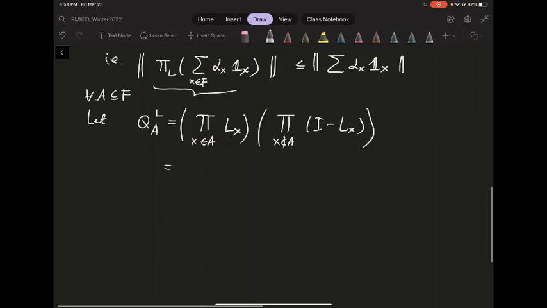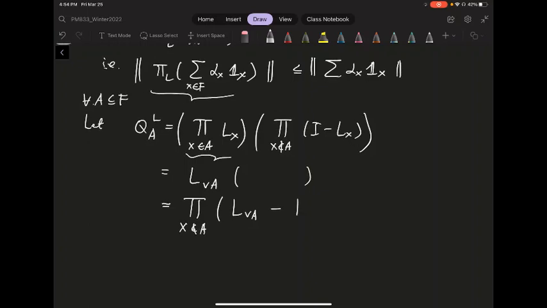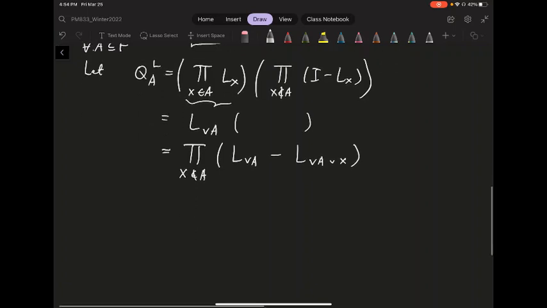And one way of writing that as well, because the L_x there need to satisfy this Nica covariant condition, the first one is just equal to L of the least common upper bound of A, and you multiply the rest. In other words, you can also write it as the product over everything x not inside A of the identity minus L_A L_x, where L_A L_x is just L of the least common upper bound of A with x. So you can also write it that way.